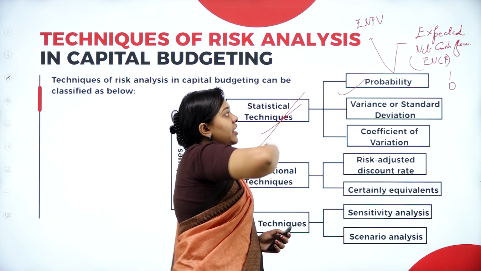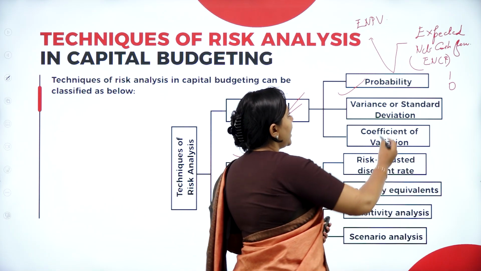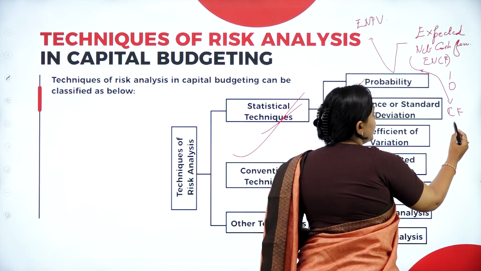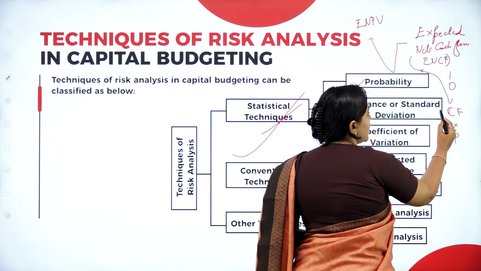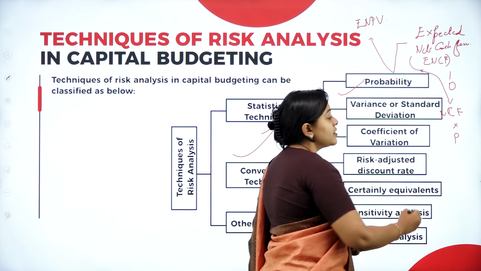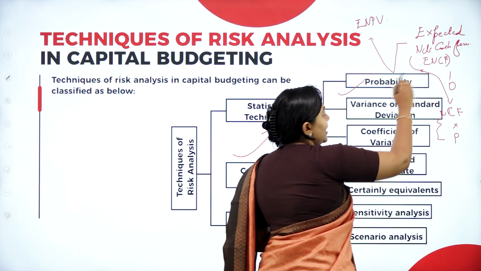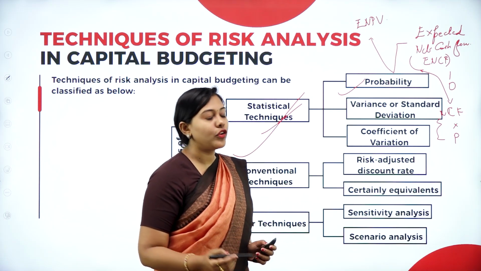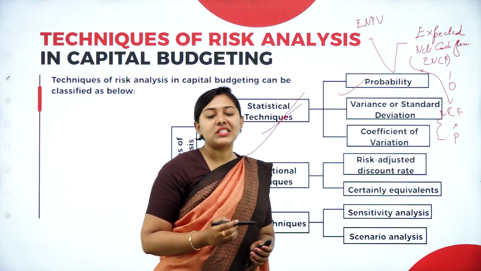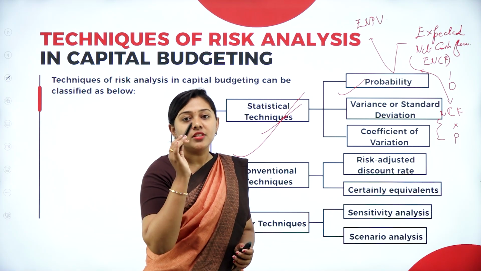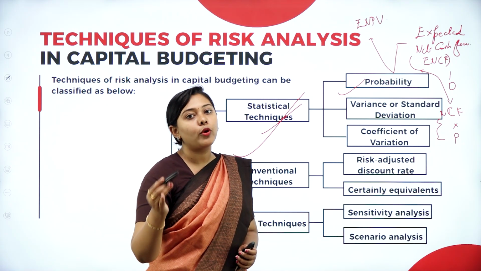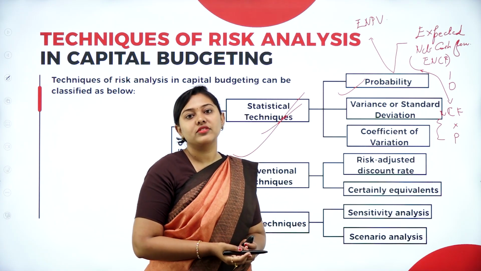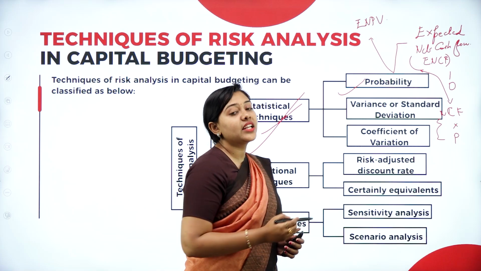So expected net cash flow, how do you calculate? You will calculate by net cash flows into probability. The summation of this will be your expected net cash flow. So how do you calculate your expected net cash flow? The cash flow will be given in the question, that is your net cash flow will be given. So net cash flow into probability, the summation of that, the total of that will be your expected net cash flow.